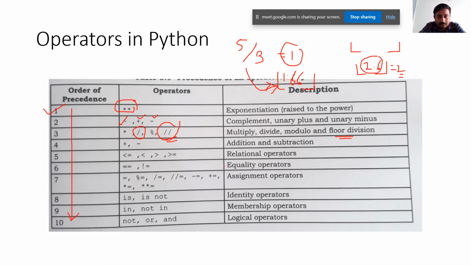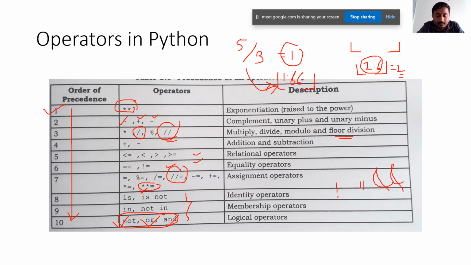Then we have addition and subtraction. Relational operators are also the same. These two are additional because we have introduced the exponentiation operator and floor division. These are used for set operations, is not in and not in. And these are our logical operators. Instead of the exclamation mark, here we have the not operator. Instead of double vertical lines, we have the or operator, and instead of the ampersand symbol, here we have the and operator.